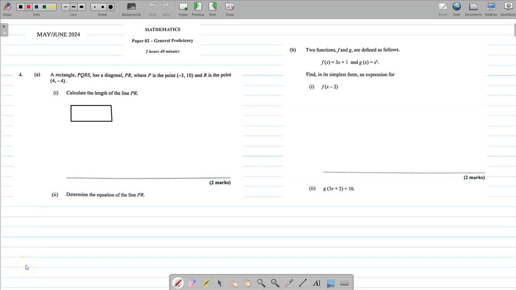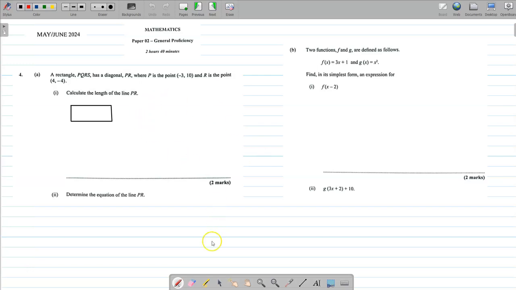We have question 4 from the June 2024 CSEC Mathematics Paper 2 booklet. In 4A we have a rectangle PQRS that has diagonal PR, where P is the point (-3, 10) and R is the point (4, -4), and you're asked to calculate the length of the line PR.